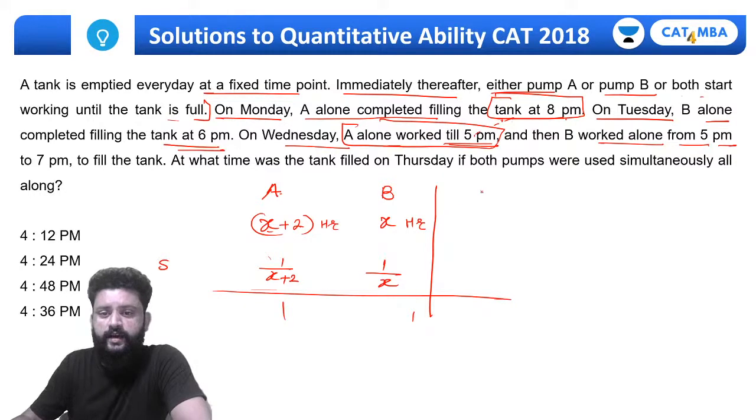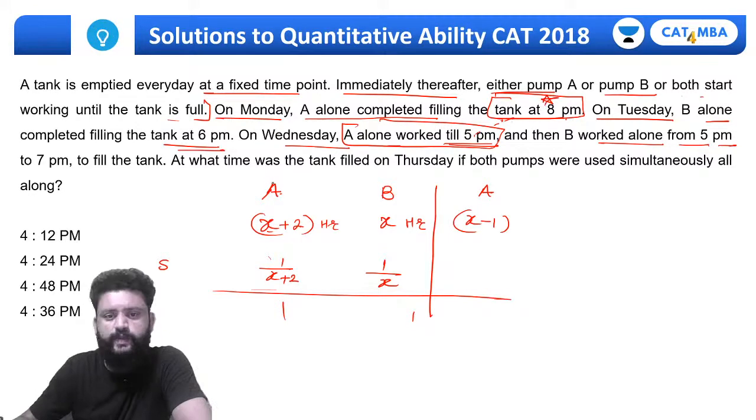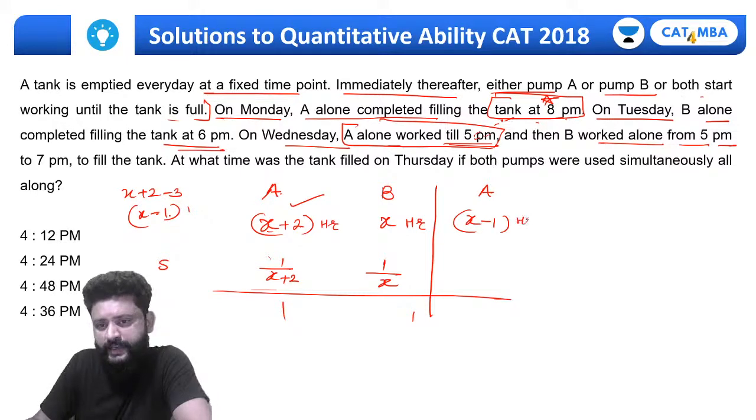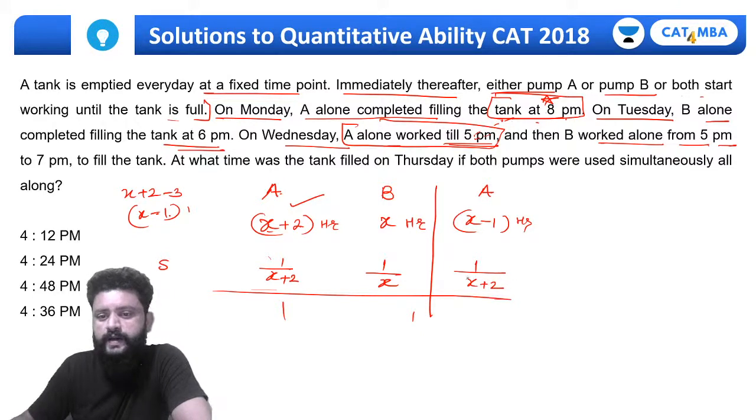The next thing is A worked for X minus 1. How X minus 1? Because 8 बजे मतलब X plus 2 hours लगे, तो 5 बजे उससे 3 घंटे कम, तो X plus 2 minus 3 मैं कर रहा हूँ, nothing but X minus 1 hours वो चला, तो X minus 1 hours with the speed of 1 upon X plus 2. This part comes out to be X minus 1 upon X plus 2. इतना टैंक फुल हुआ, फिल हुआ.